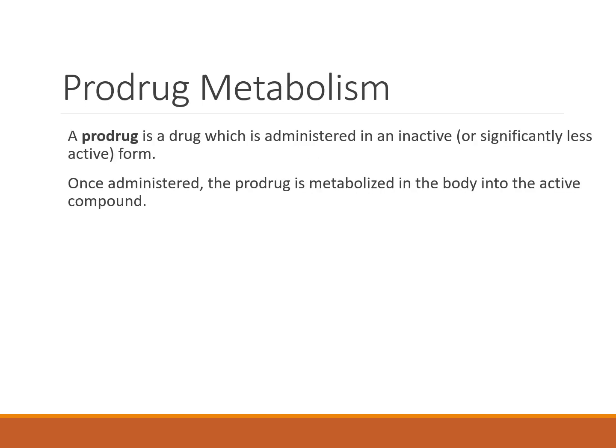Prodrug metabolism. A prodrug is a drug that is administered in an inactive form or significantly less active form. Once it's administered, it's metabolized in the body and it becomes an active compound. There is a Parkinson's drug. I think it's Sinemet, if I'm not mistaken. I believe that is the one I'm thinking of. That is a prodrug.